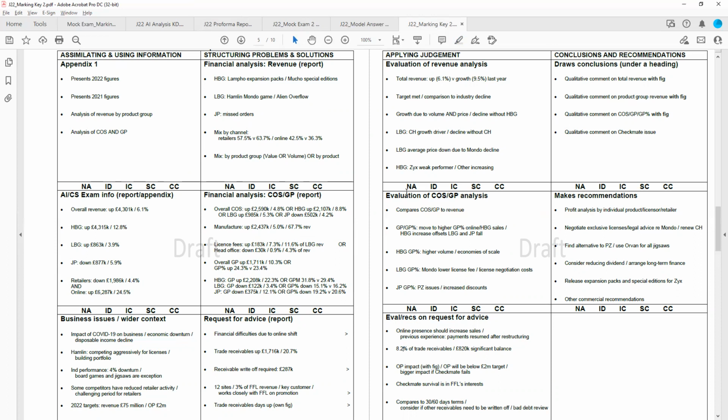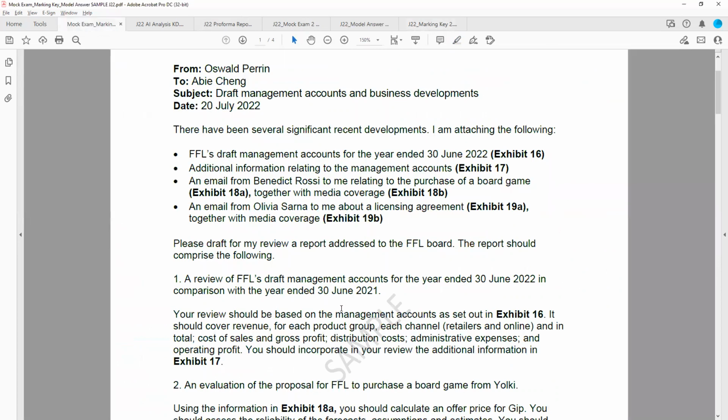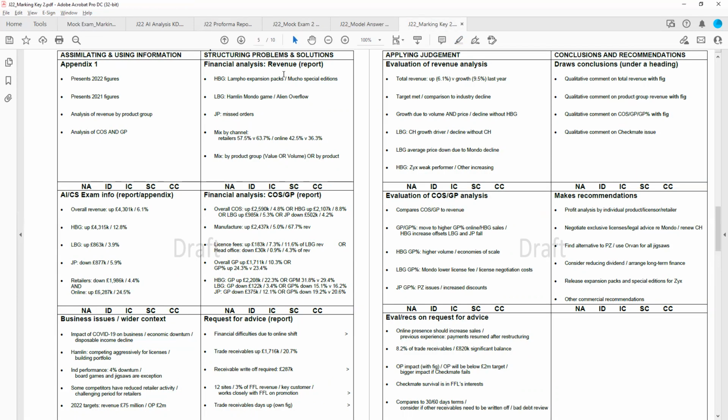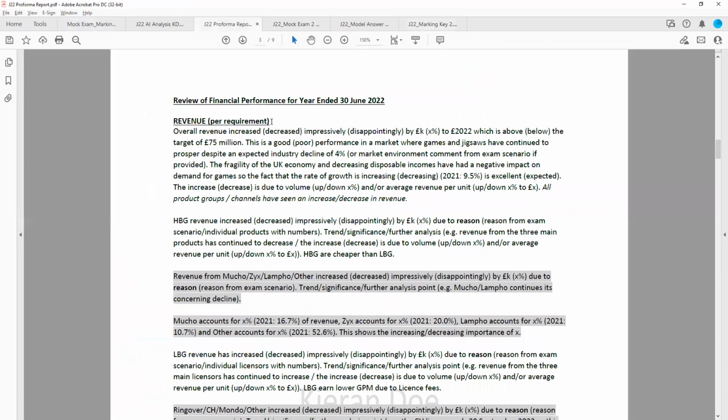And therefore, we'll have 2 boxes for cost of sales and gross profit. So obviously, we did the same thing with mock exam 1 at the start, looked at the requirement and then thought about what this might look like on the marking key, because this will enable you to decide, one, what your sections will be, but how much to have under each section.